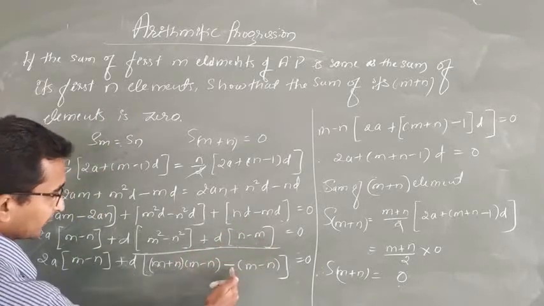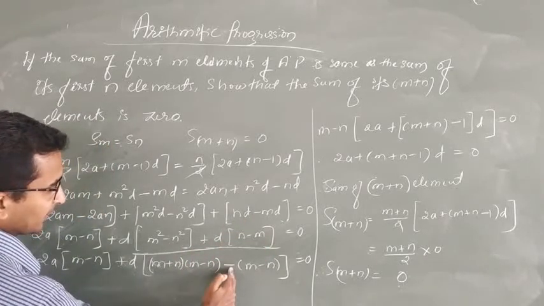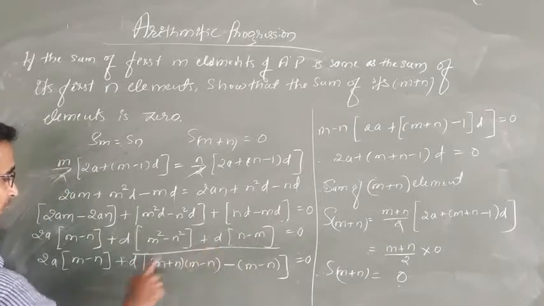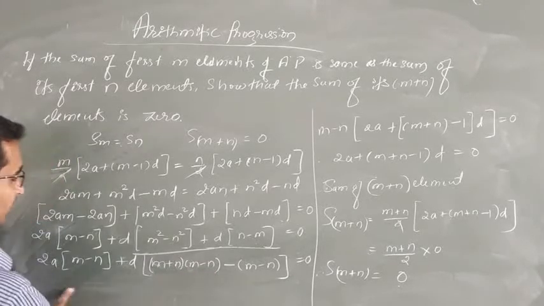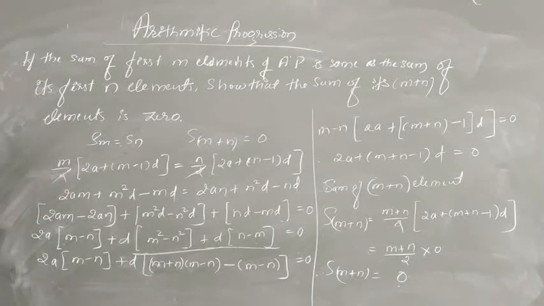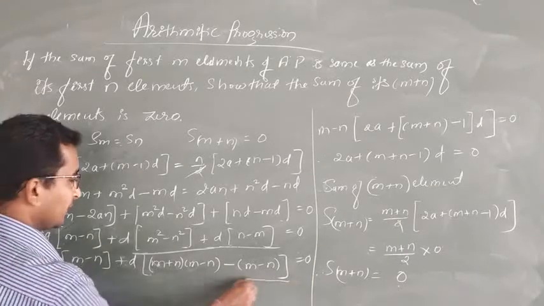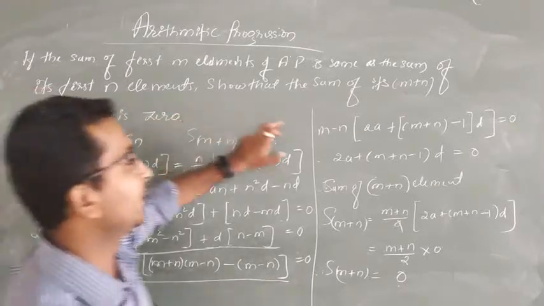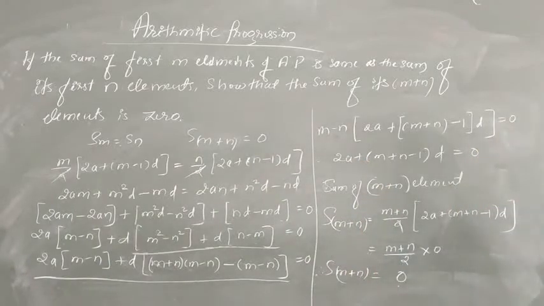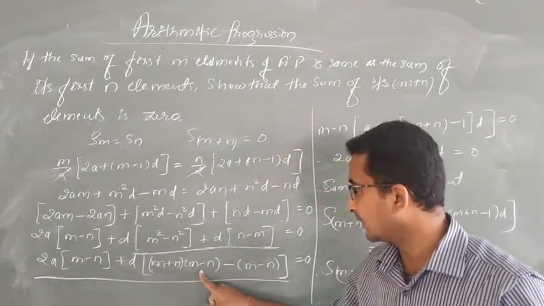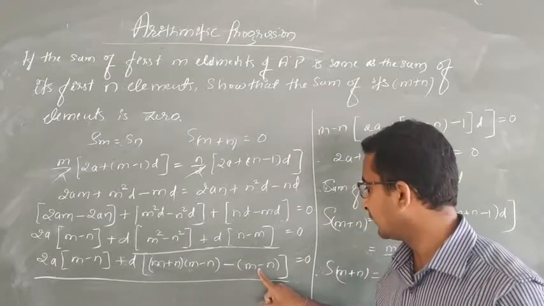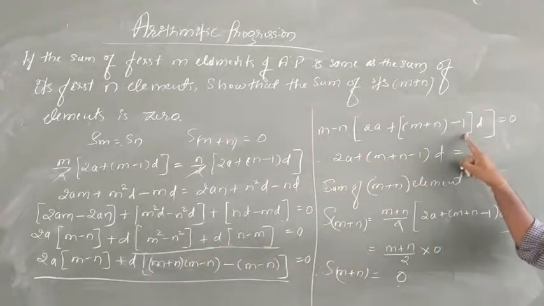Then I interchange this one here, then plus is becoming minus is becoming plus. Overall, taking d as the common factor, then m square minus n square, m plus n, m minus n. So overall here, m minus n is what? Having a common multiple, I have taken m minus n outside. Then what is inside the bracket? This is 2a plus m minus n minus 1 into d.